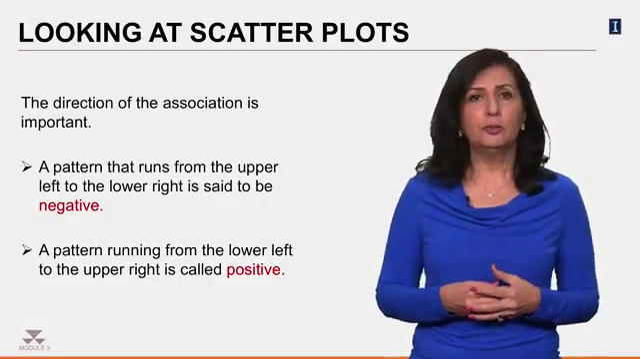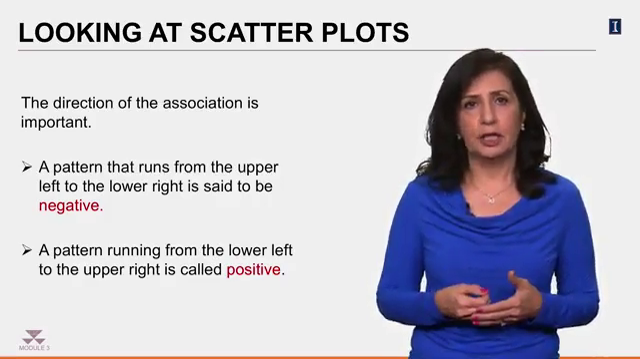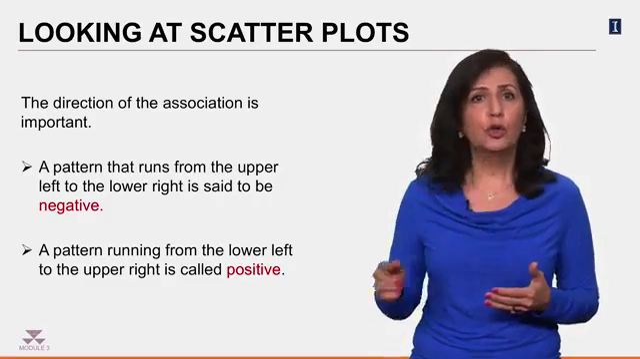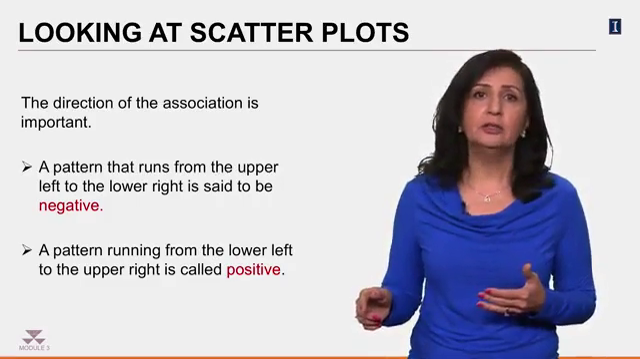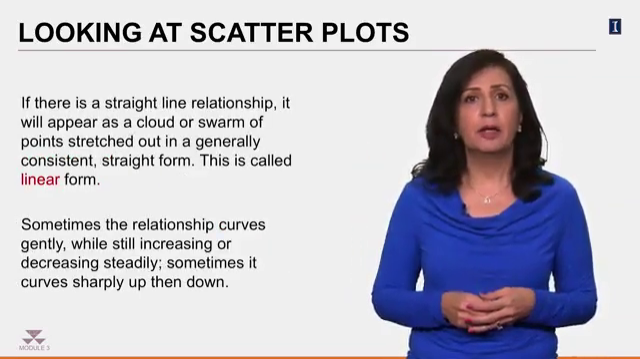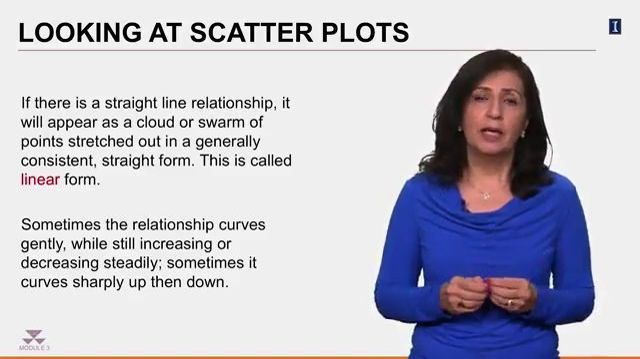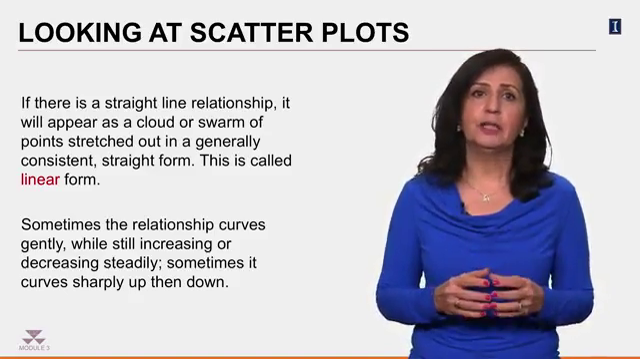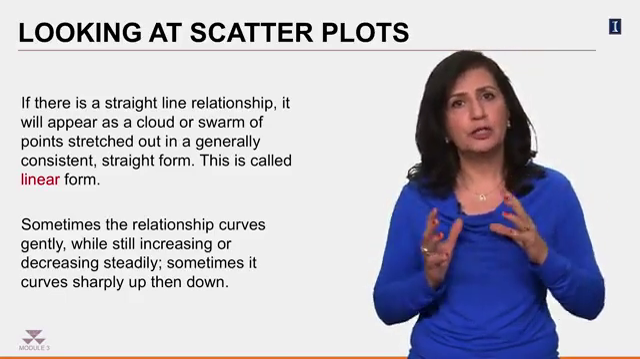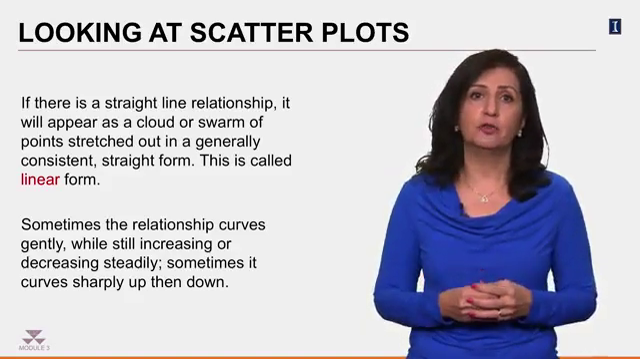When you have a scatter plot, the first thing to look for is the direction of the association. A pattern that runs from the upper left to the lower right is said to be negative. A pattern running from the lower left to the upper right is called positive. The second thing to look for in a scatter plot is its form. If there is a straight line relationship, it will appear as a cloud or swarm of points stretched out in a generally consistent straight form. This is called linear form.